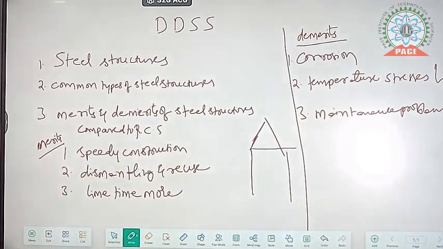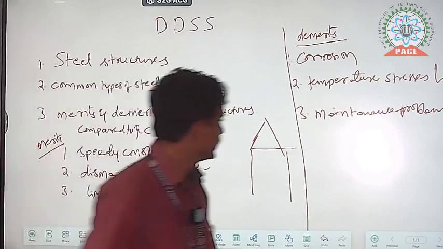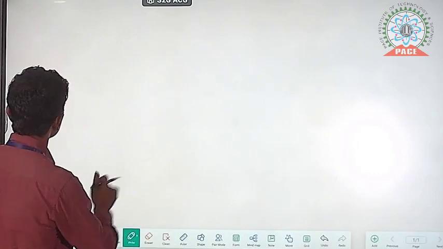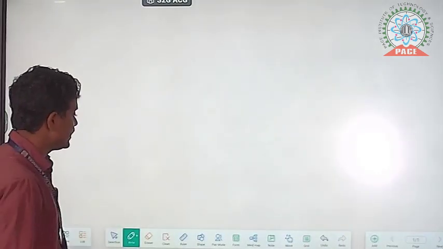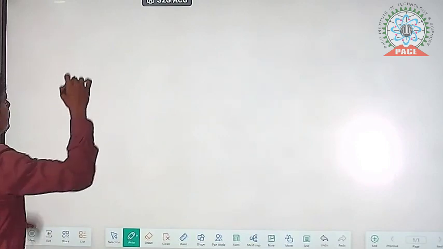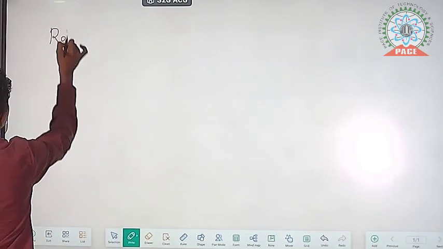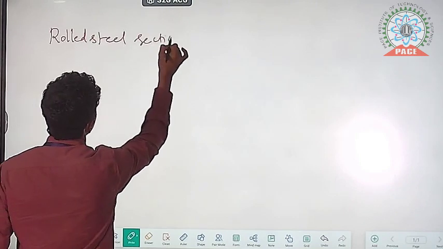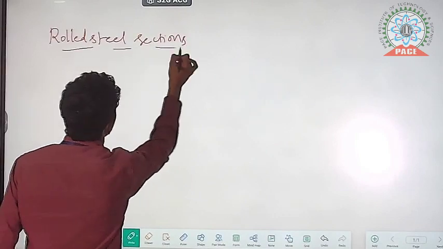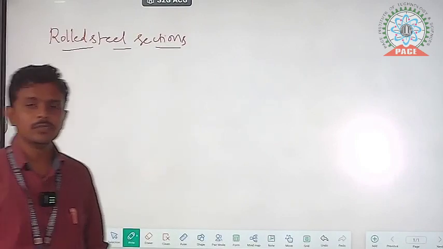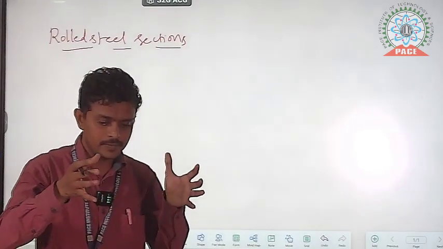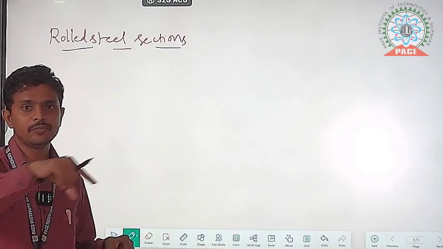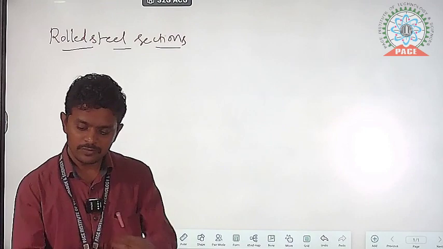And next, merits and demerits are over, the next one is rolled steel sections. Rolled steel sections: rolled means it is a mold type. For example, take a cube of 150 by 150 by 150 mm, that is the mold. In that mold we keep the concrete. After removing the mold, we get the concrete cube.